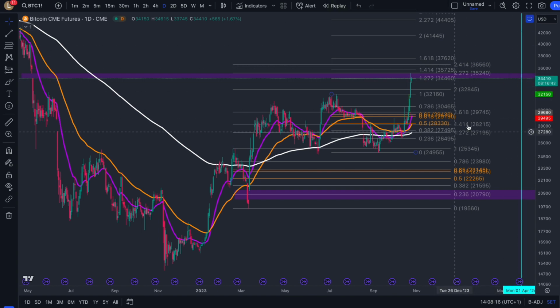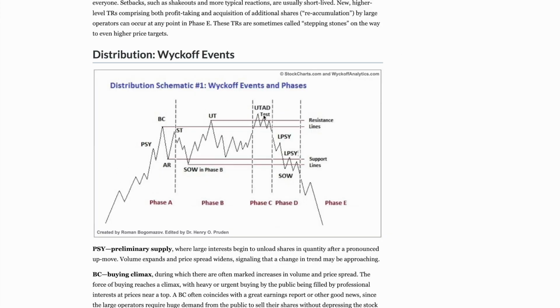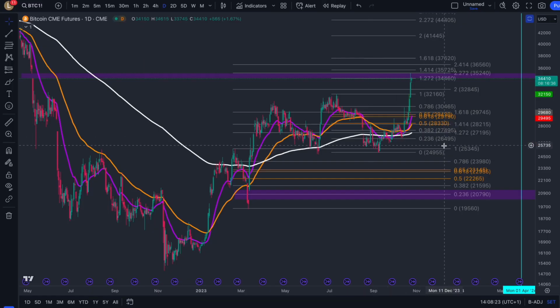In yesterday's update, we talked about these CME gaps, how we could be following this Wyckoff schematic with this being the 35k high. We're also going to analyze how there are further targets to the upside and that we could still dump off after that. So I'm going to analyze all of this today.